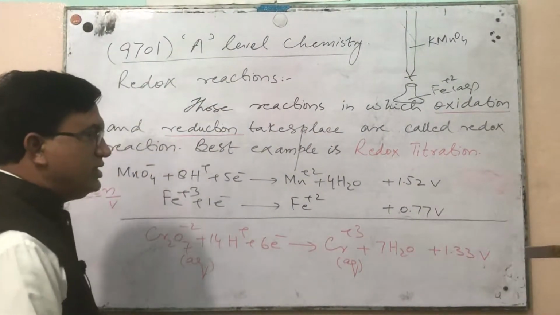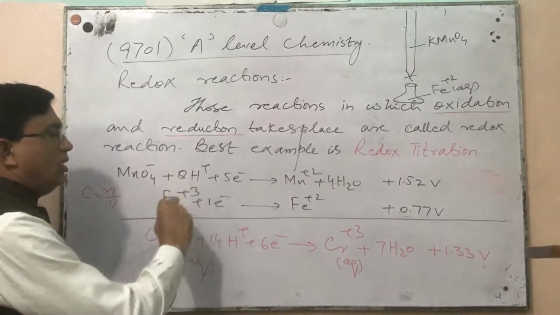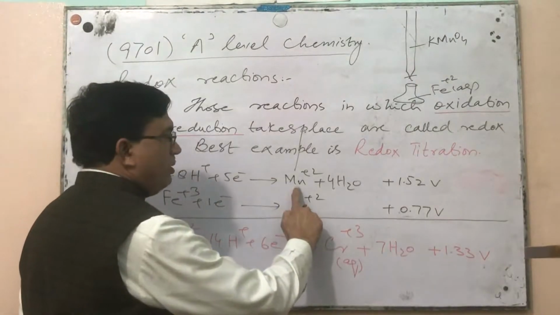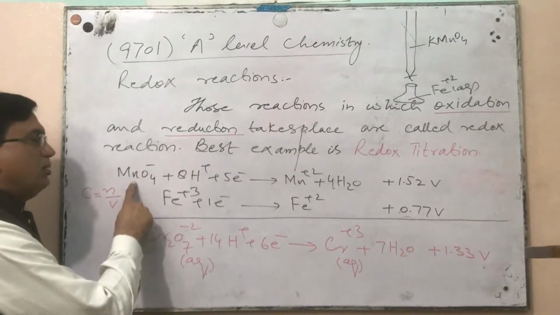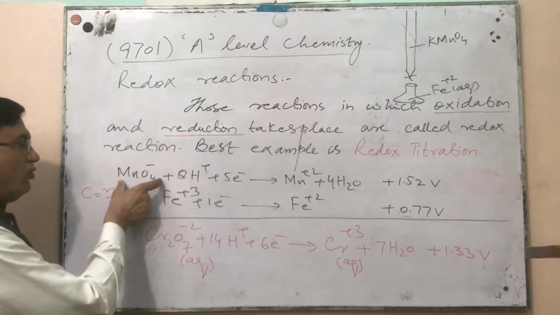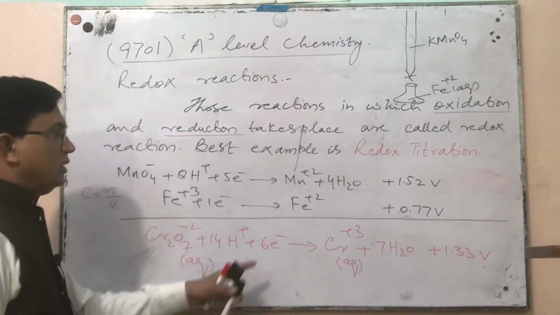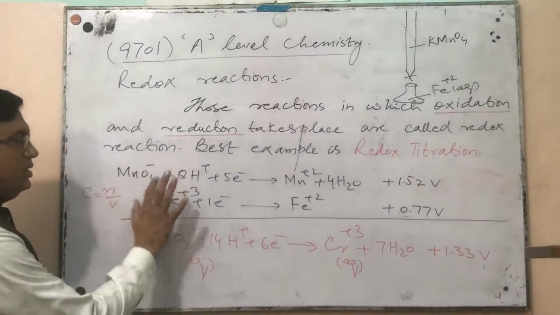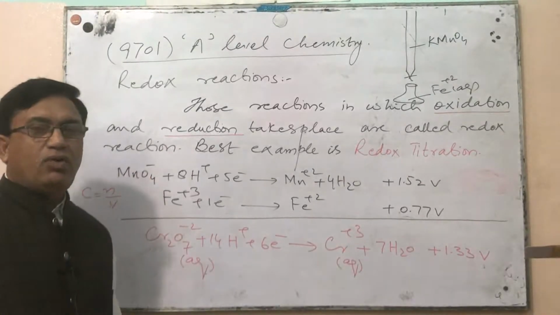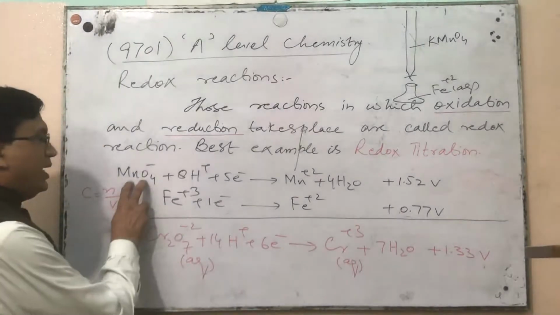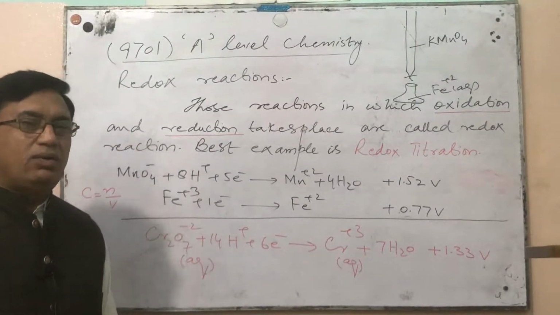Now, the half equation of both of these can be mentioned here. For example, MnO4- in the presence of 8 protons gains 5 electrons and is converted into Mn2+, forming 4 water molecules. This equation indicates here manganese has +7 oxidation state. It means that the purple color of this MnO4- solution will become colorless when converted into Mn2+. It means that there is no need in this reaction to use an indicator, because the intense purple color of KMnO4 itself acts as an indicator, and when a very light pink color is left behind, that is our endpoint.